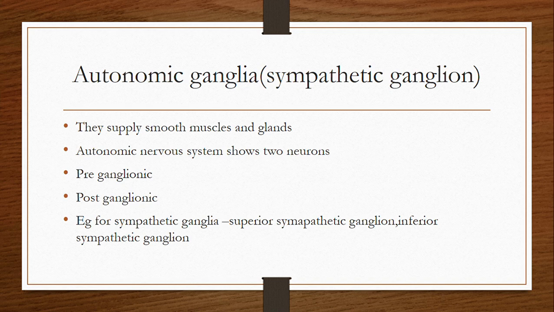Examples of sympathetic ganglia are the superior sympathetic ganglion and the inferior sympathetic ganglion. Also the aortico-renal ganglia and the inferior mesenteric ganglia, all these are controlling the blood vessels, the flow of the blood.